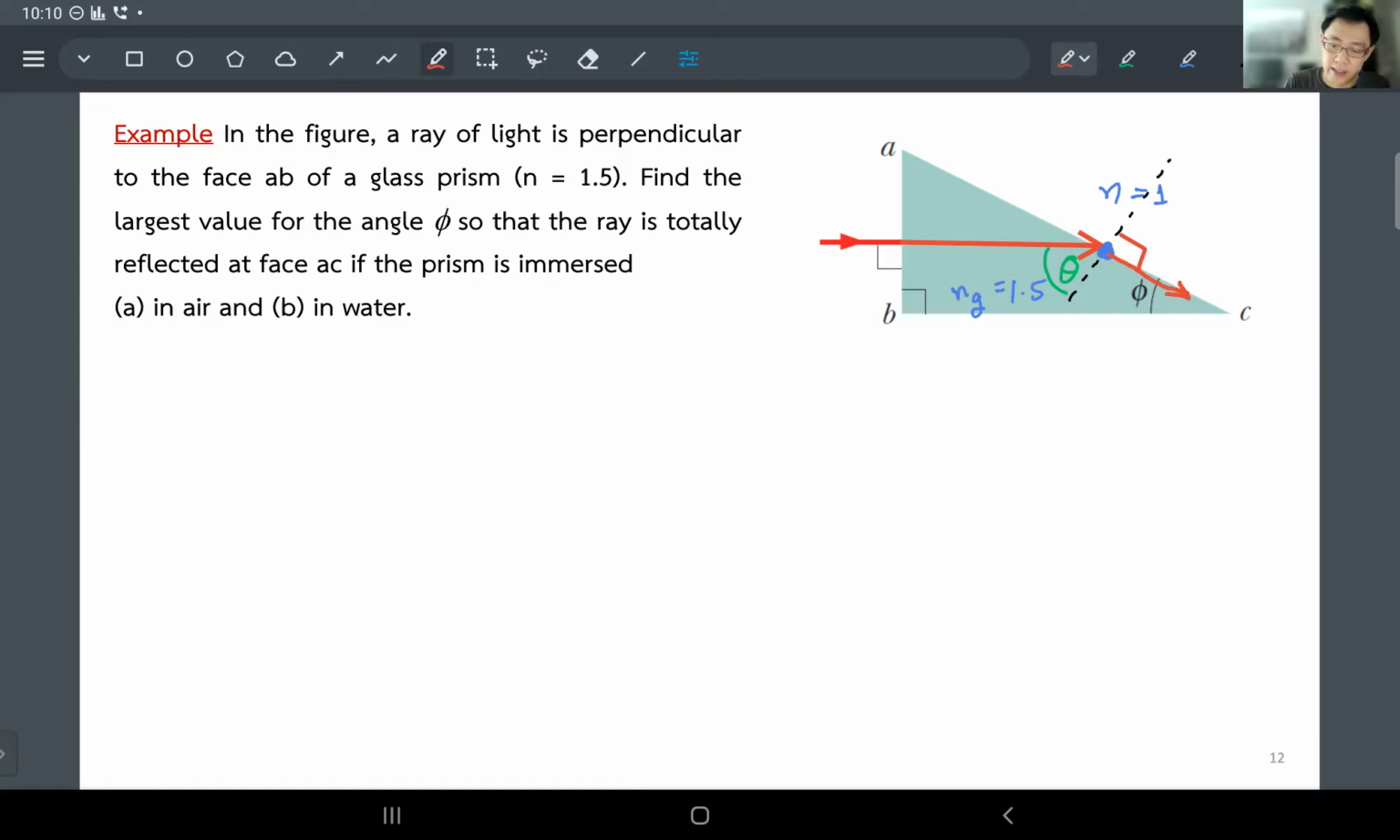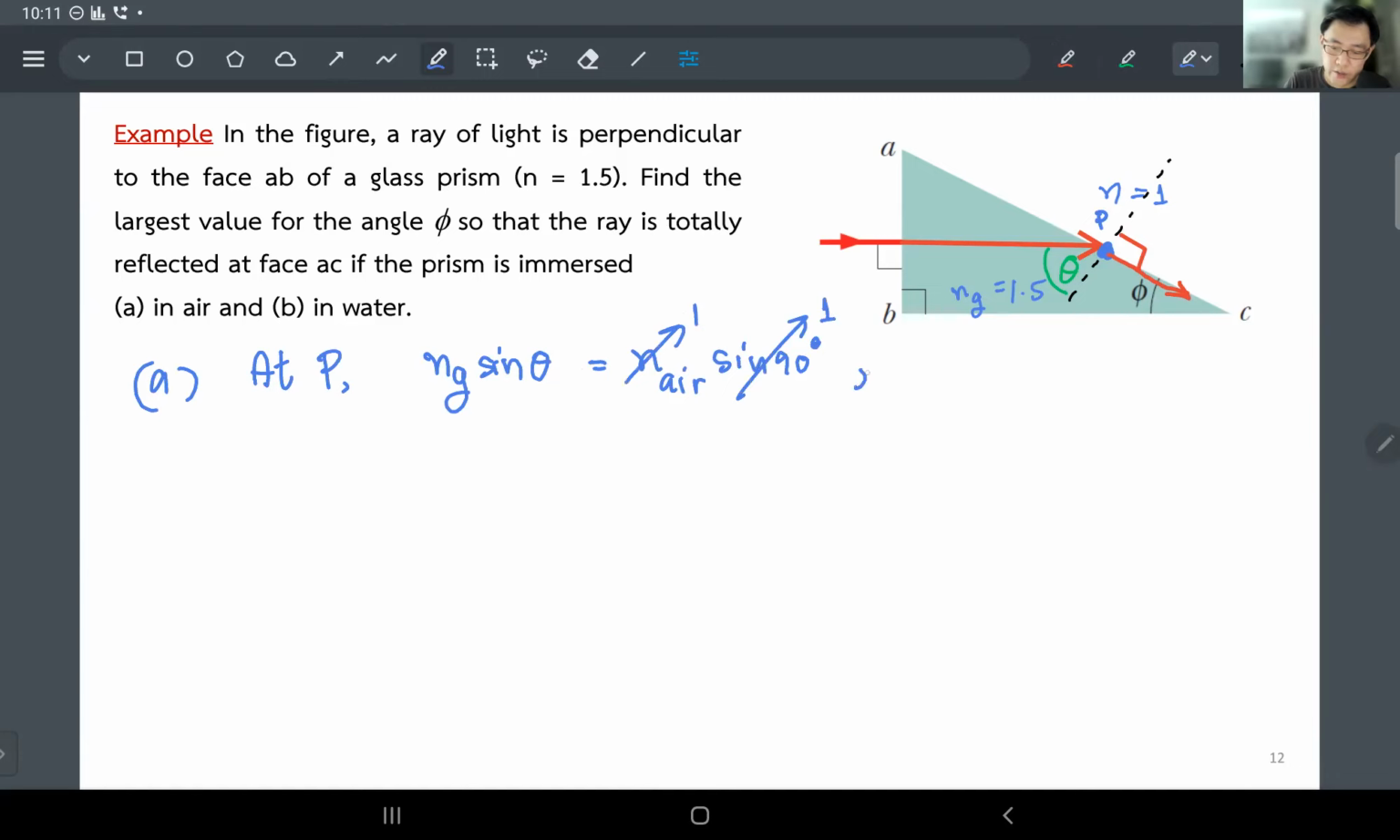And then you just apply Snell's law. Let me call this point P. At P, you have N glass sine theta, on the glass side, equal to N air, which is just 1, times sine 90. Does that make sense? Is it good? All right. Now N air is 1, and sine 90 is also 1. So what you get is sine theta equal to 1 over 1.5.